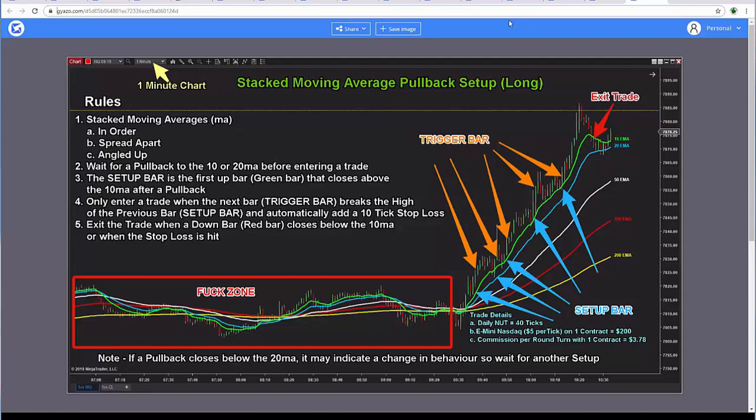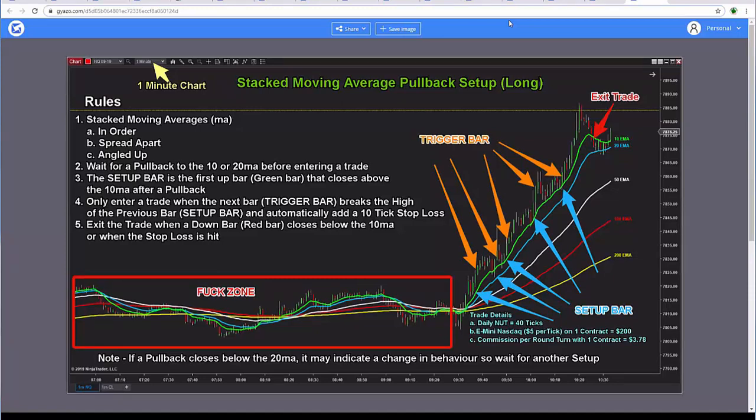So the stacked moving average pullback setup, the basic setup and the one that gives you the most. I'm going to talk about the actual long setup. And on the screen, we've got a chart that basically has the elements and the components of the setup itself. You have got moving averages, and you'll see them on the right hand side.